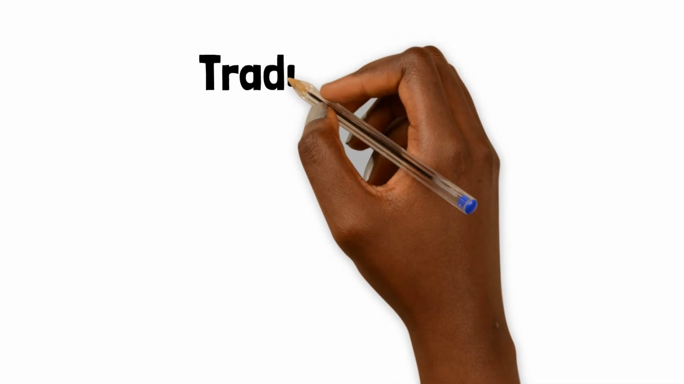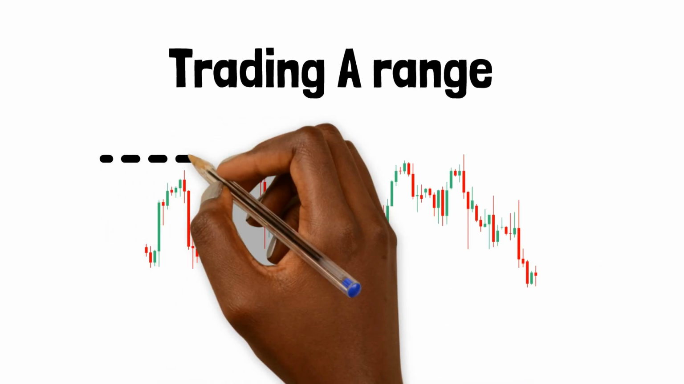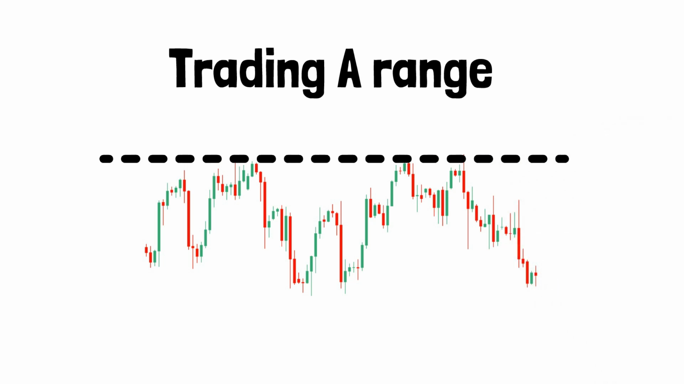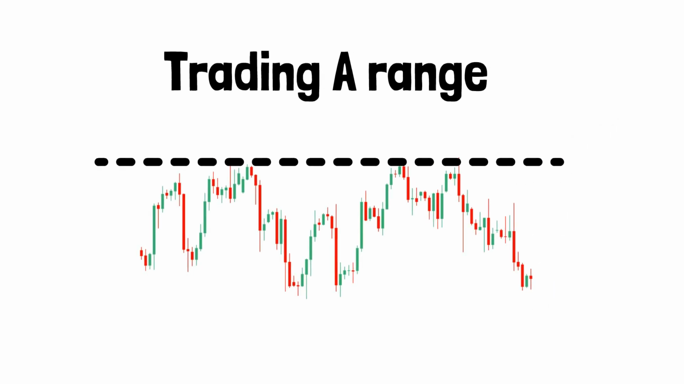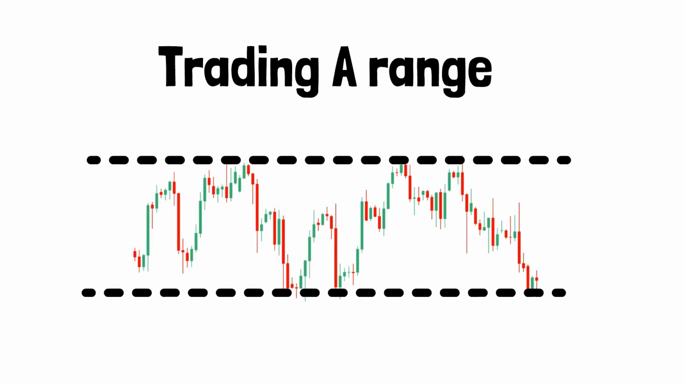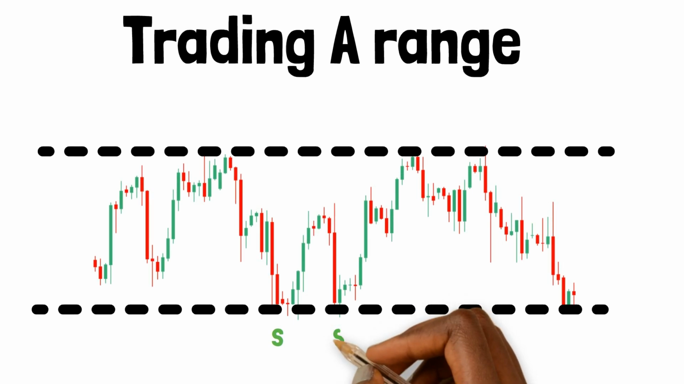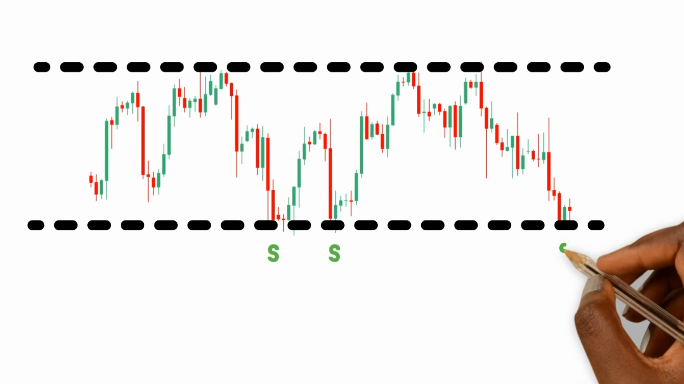Let me explain how to trade the range bound market, or trading a range. Remember I said the range bound is whereby price is moving sideways. It's not moving up in a trend. It's trapped between this level and the other level, which would be this support right here. Let's say these are the 2 levels that we have. Price is trapped between that. Let me mark this as S for support. Let me mark another one right here.